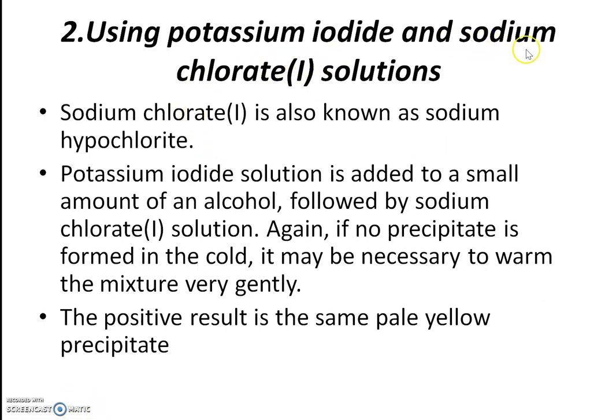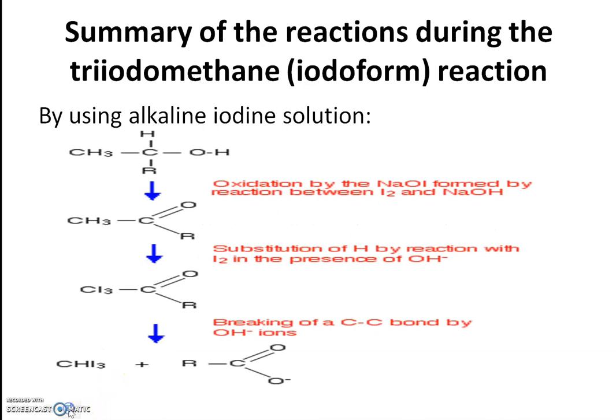Using potassium iodide and sodium chlorate(I) solution. Sodium chlorate(I) is also known as sodium hypochlorite. Potassium iodide solution is added to a small amount of an alcohol, followed by sodium chlorate solution. Again, if no precipitate is formed in the cold, it may be necessary to warm the mixture very gently. The positive result is the same, a pale yellow precipitate of triiodomethane.